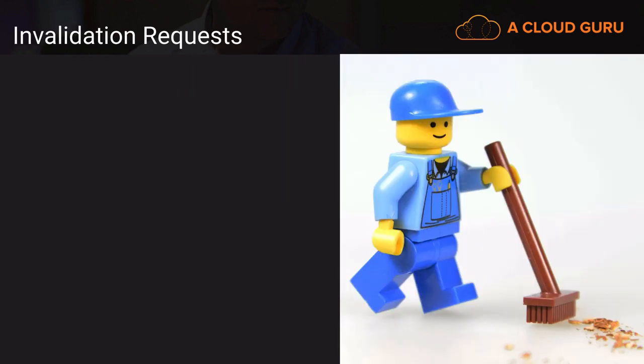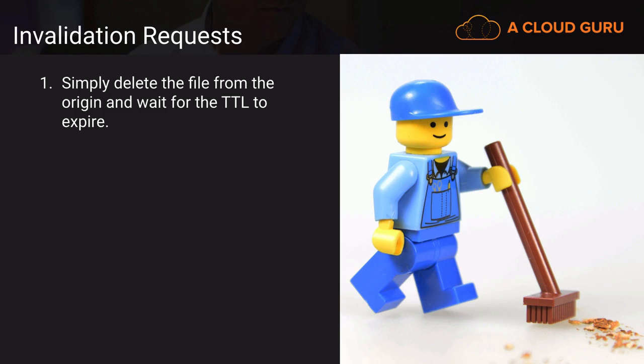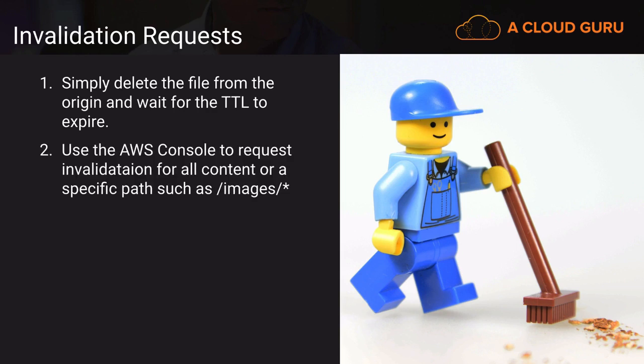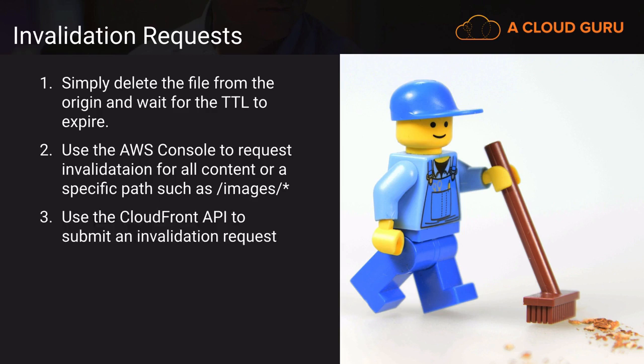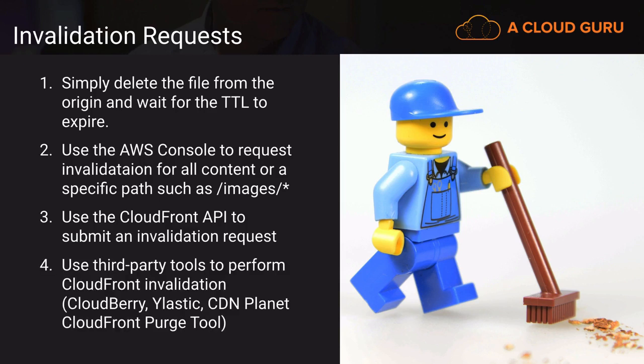Now, there's several ways to invalidate a CloudFront cache. The first method is simply delete the file from the origin and just wait for the time to live to expire. And the TTL is configurable. You can also use the AWS console to request an invalidation of all content, or you can specify just a certain path. You can use the CloudFront API to submit an invalidation request. And there are several third-party tools that allow you to invalidate the cache.